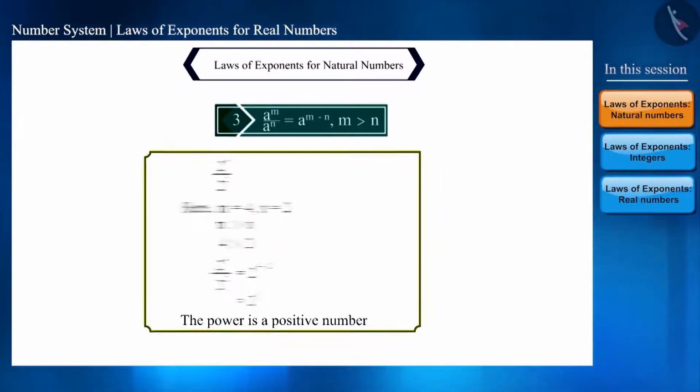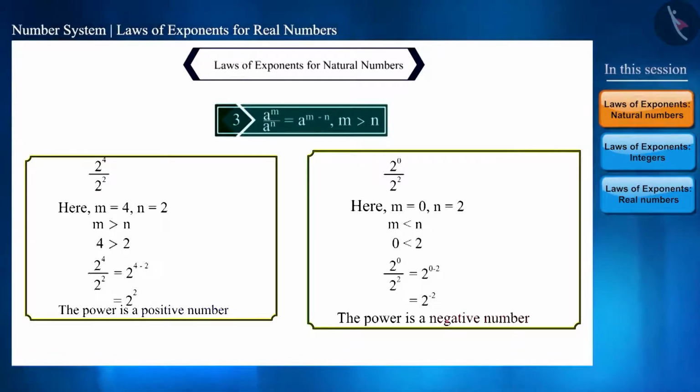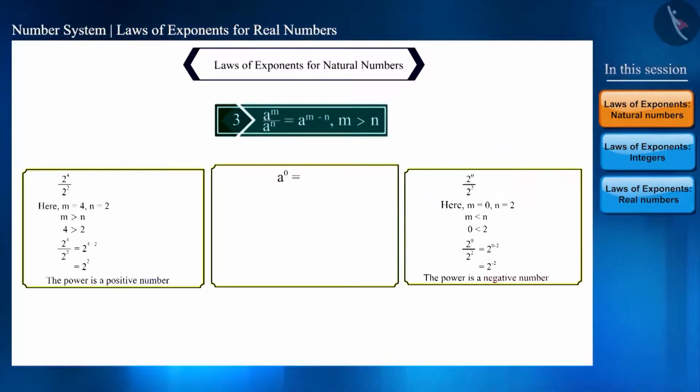Friends, can you guess what happens if m is smaller than n? Let's see, in the same example if we have 0 instead of 4, m will be less than n. Here the power of 2 will be minus 2. That is, the power will be a negative number. We know that a raised to power 0 is equal to 1. We place a raised to power 0 instead of a raised to power m. We get a raised to power minus n, which is 1 by a raised to power n.